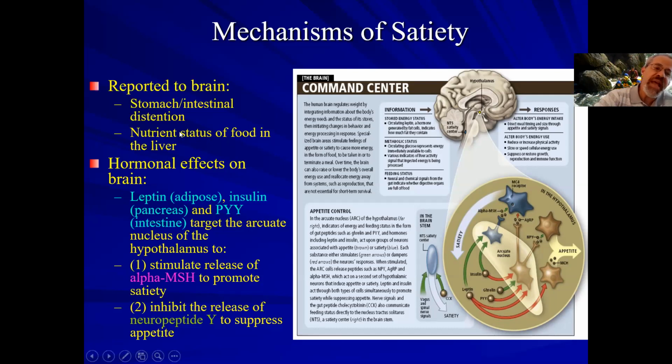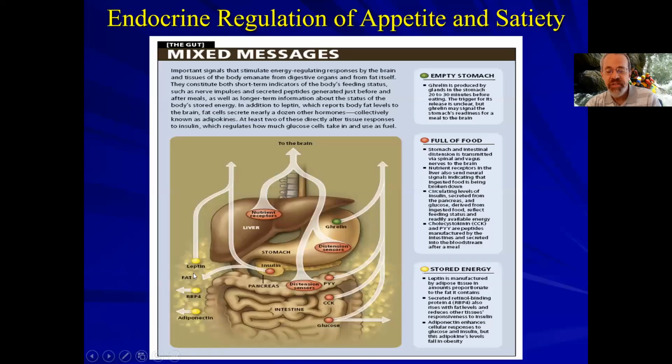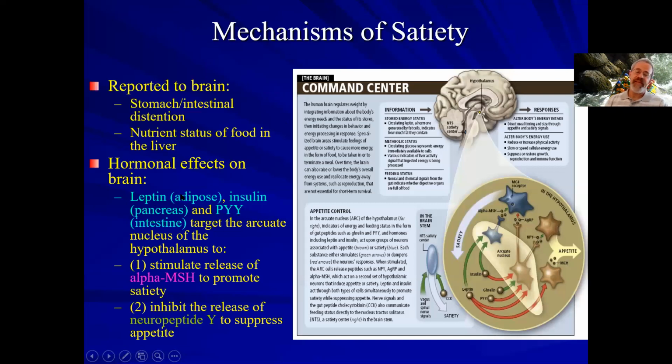In addition, the nutrient status of food in the liver. Remember I mentioned that the liver is sort of where the inventory is. Food comes into the liver from the hepatic portal vein, and information from the liver goes to the brain, which finds out how much protein you had, how much carbs, how much fat. All right. So hormones are also involved. In addition to the liver and the stomach and the intestine, adipose tissue, which is fatty tissue, produces a hormone called leptin, right? Leptin is a hormone that travels to the brain. Insulin is a hormone from the pancreas that also travels to the brain.